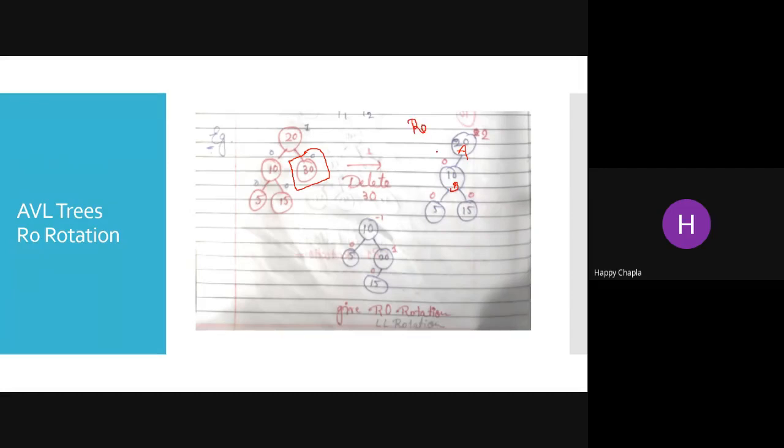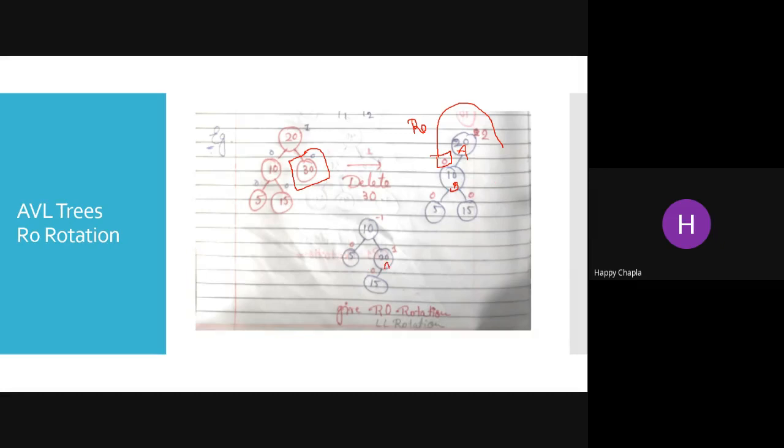Why? Because I want to move something from that side to the other side. That means this B node has a balance factor of 0, so that's why it's an R0 rotation. So my B will become the root node. A will become the right of my B. This is my T1. T1 is at the same position, but T2 is always moving towards the left of A.